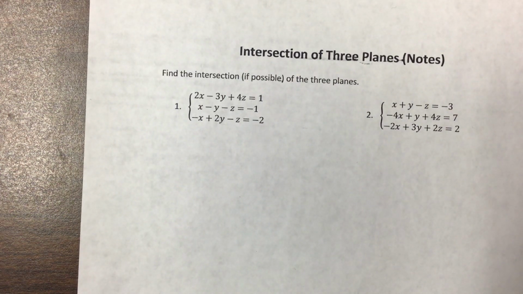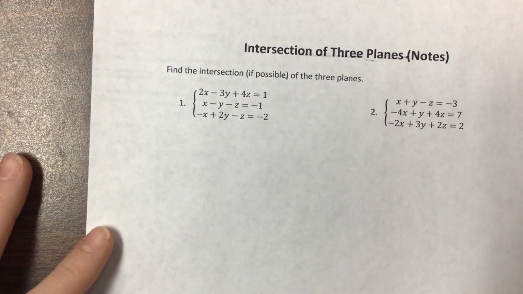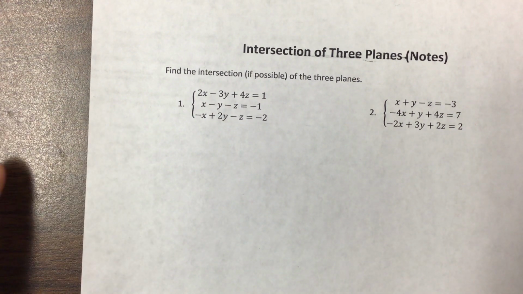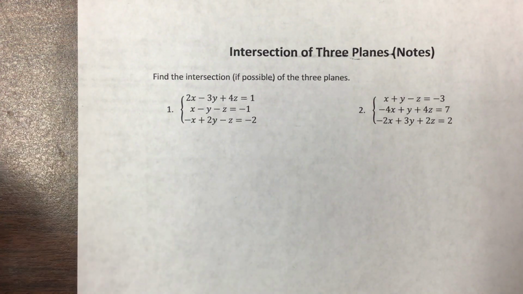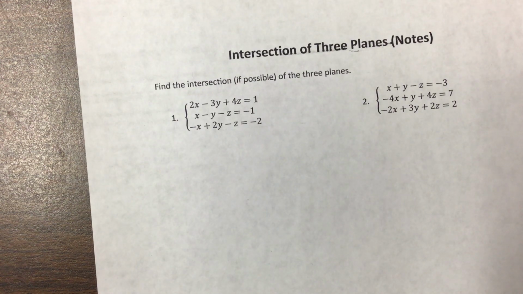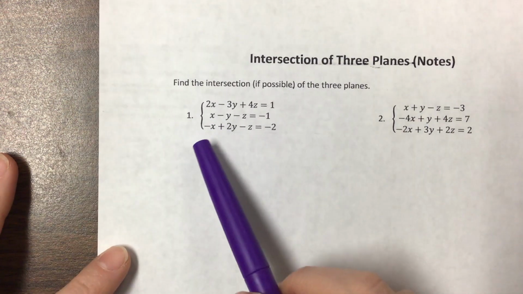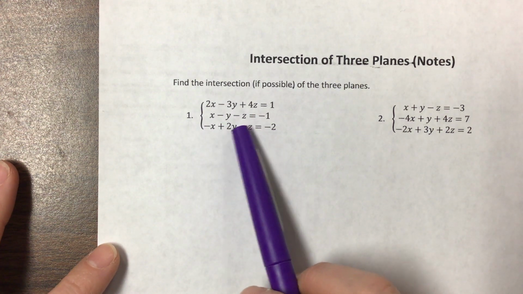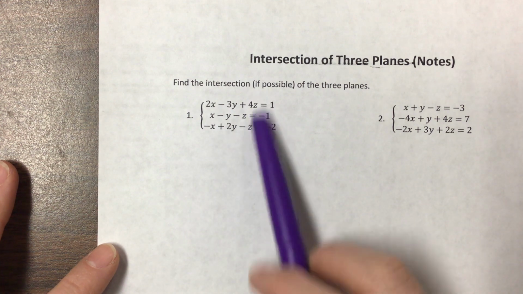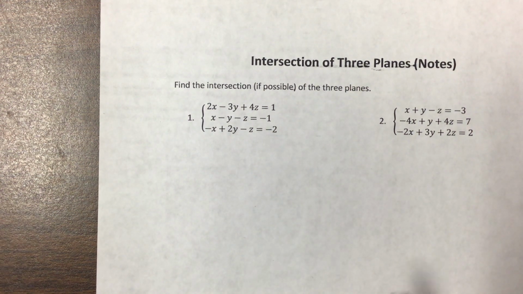So on this first one, we remember what could happen if we have 3 planes. There's 8 different scenarios, and we'll find out. Basically, our short answer is that they don't intersect, they intersect at a line, or they intersect at a point, or there's something parallel. So on this one, the first thing I notice with the normal vectors (2, -3, 4), (1, -1, -1), (-1, 2, -1), none of those are parallel. So we eliminate the parallel possibilities.